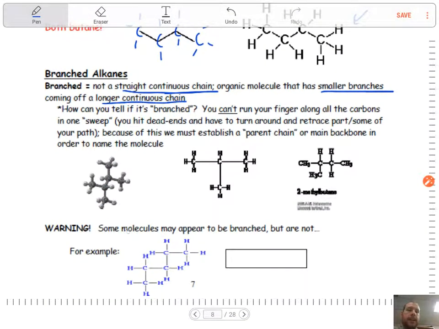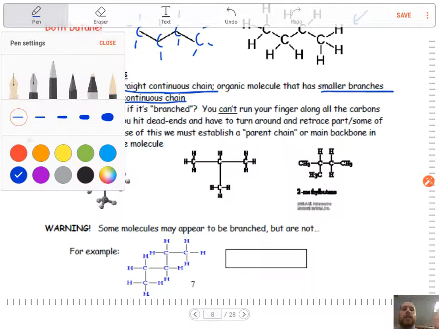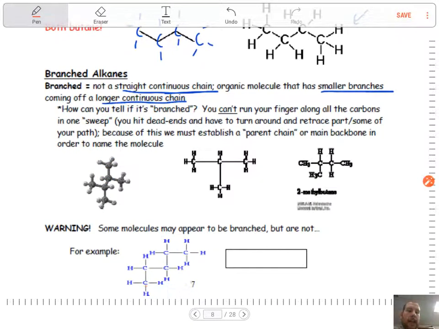Now, warning, some molecules may appear to be branched, but they're not. So it's always a good habit, guys, to take your pencil and draw through to say, hey, where's my longest chain? Like this, it looks like it might be branched because of the way the hydrogens are coming off, but when I connect my carbons, that's what we're looking at, connecting carbons, not the hydrogens. We're not as worried about those. If I can draw one line connecting all of them, I don't have any branches. Branches will be harder to name, okay? They will be more difficult to name.